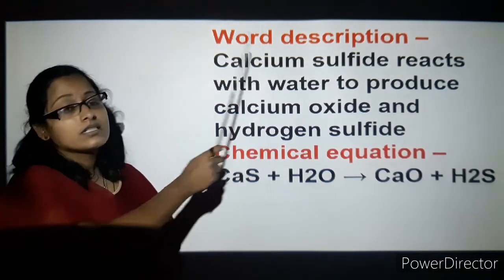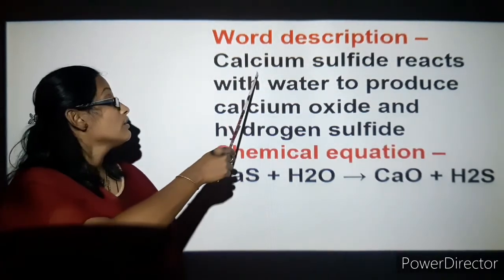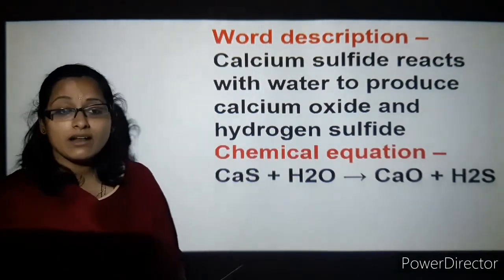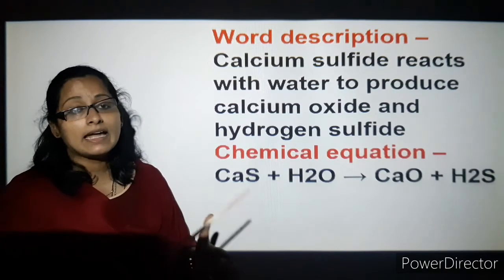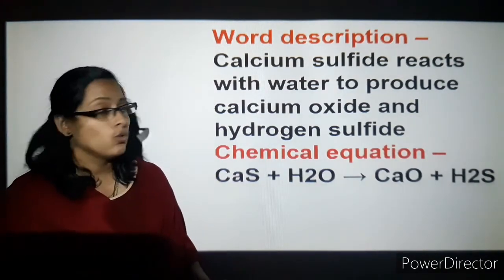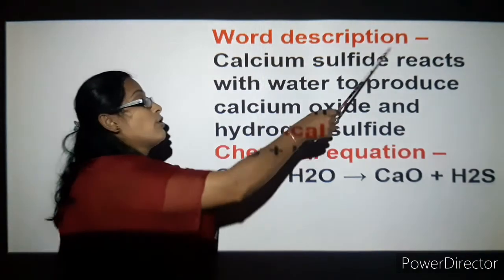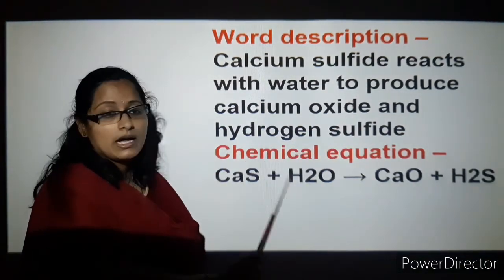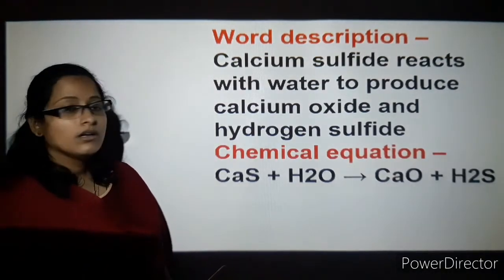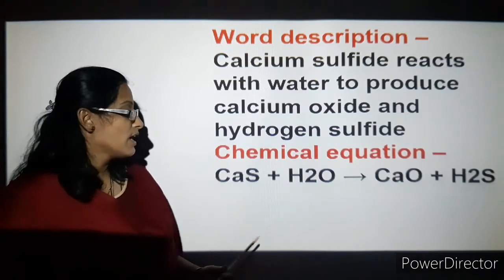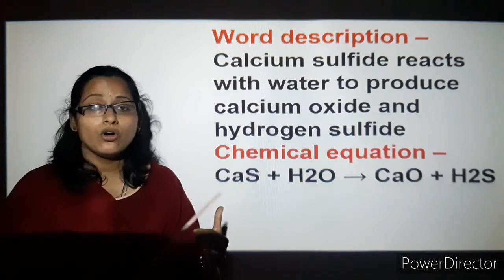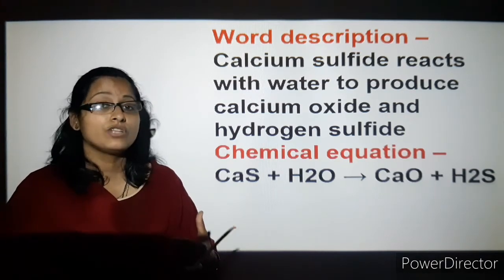Just one example: calcium sulfide reacts with water. So what is the calcium sulfide formula? It is CaS. Reacts with water. Water formula you know, it's H2O. Where it says reacts with, you will put a plus mark, addition. So what does water give rise to? Always keep in mind that there is a gas release, either a gas or a water content released into the atmosphere.